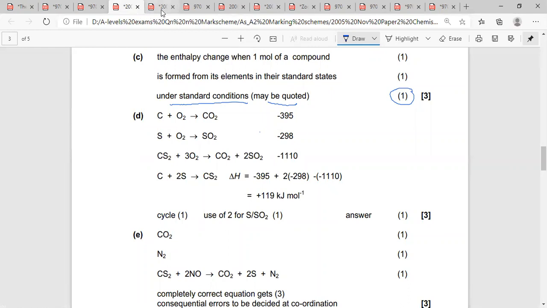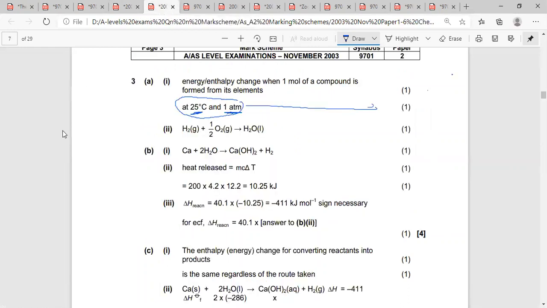Not this one. Okay, here. See, enthalpy change or heat change or energy change when 1 mole of the compound is formed from its elements. That's the first mark. Then the whole thing to 1 mark now. Same conditions, 1 mark. So 2 marks here. Okay, so this is the way you answer it.